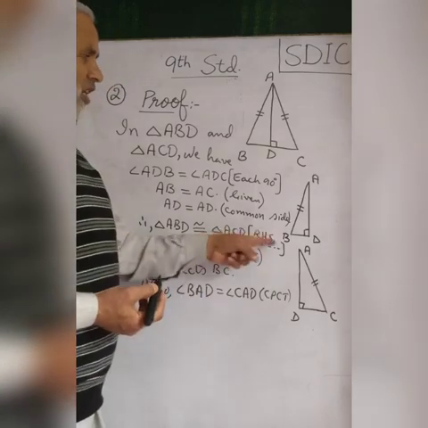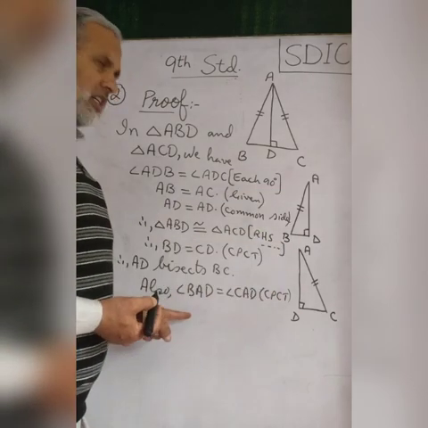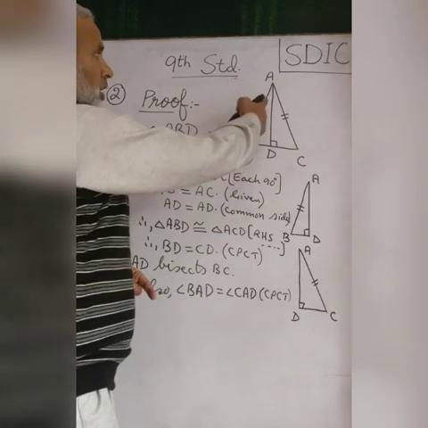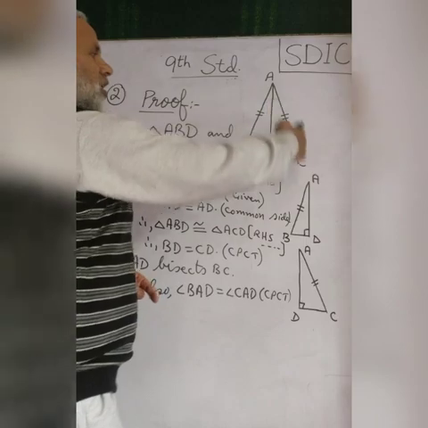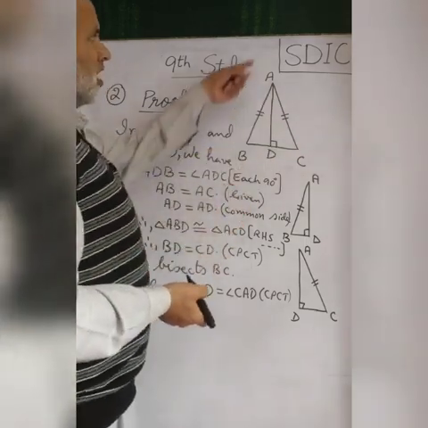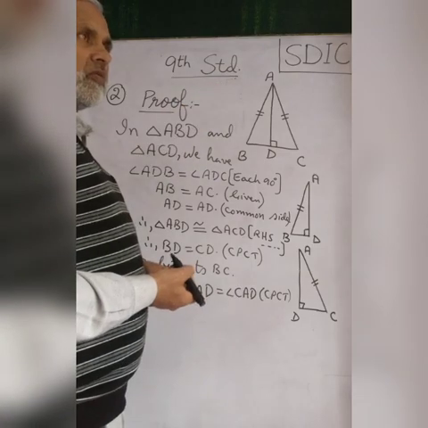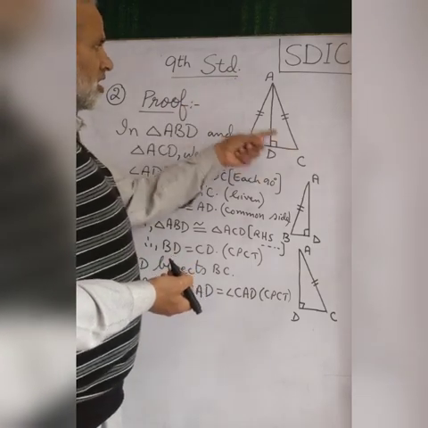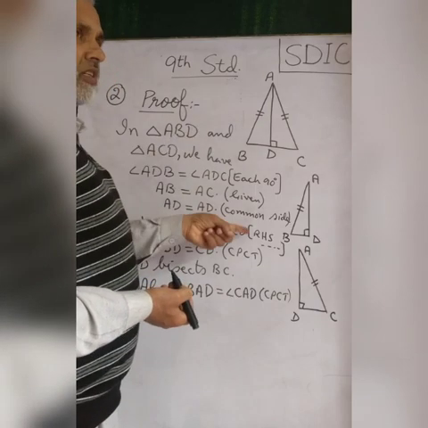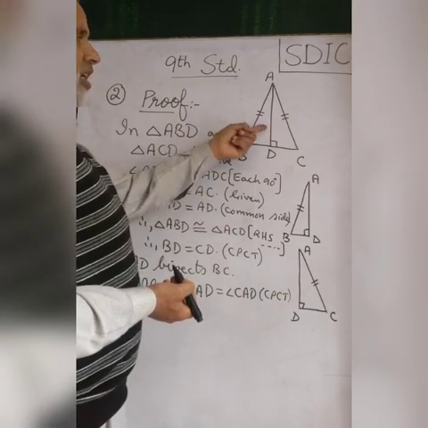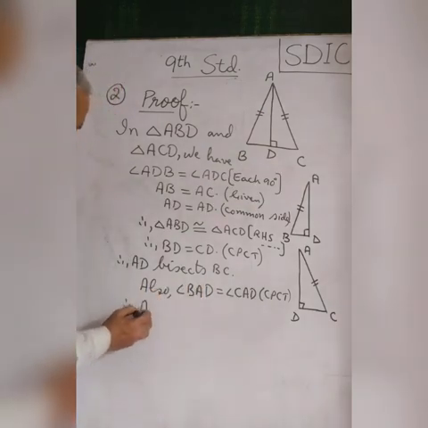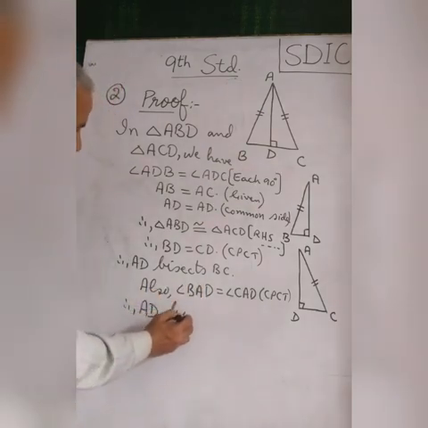Angle BAD we proved now equal to angle CAD according to CPCT. These are the two parts of the whole angle BAC. Angle BAD and angle CAD in the actual figure make the whole angle BAC. And this whole angle BAC is divided into these two smaller angles which we have proved equal by AD. So what will we conclude therefore? AD bisects angle BAC.